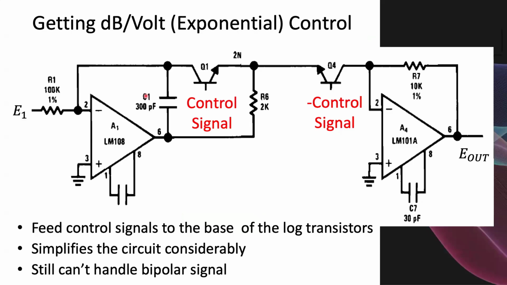is a much simpler circuit where we've got plus and minus dBs per volt control signals and a multiplier circuit that pretty much does what we want it to do and can do it over a very wide range, except that it still can't handle a bipolar signal. It's still only positive signals. So how do we get an AC signal out of that? Well, there's a couple of different ways.